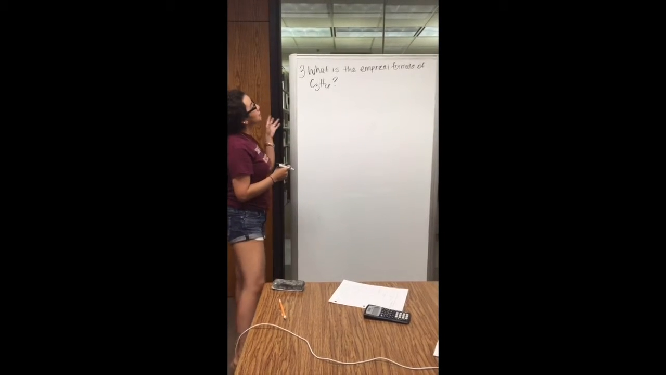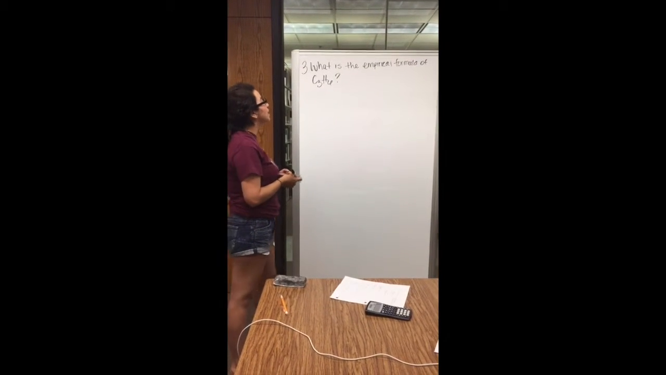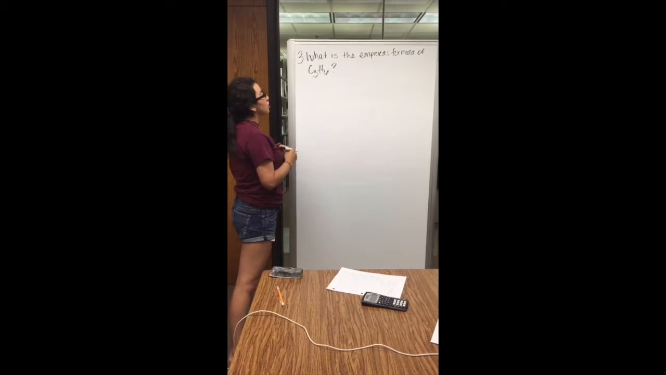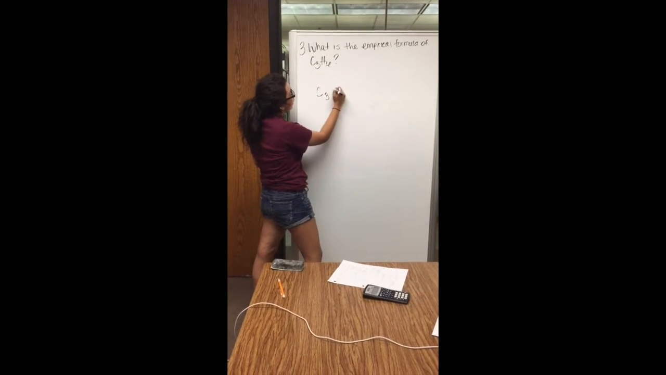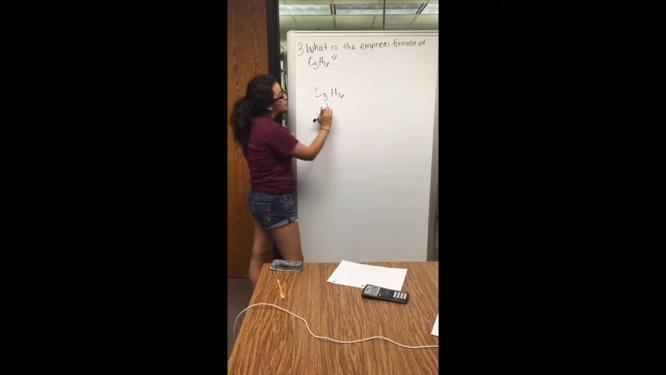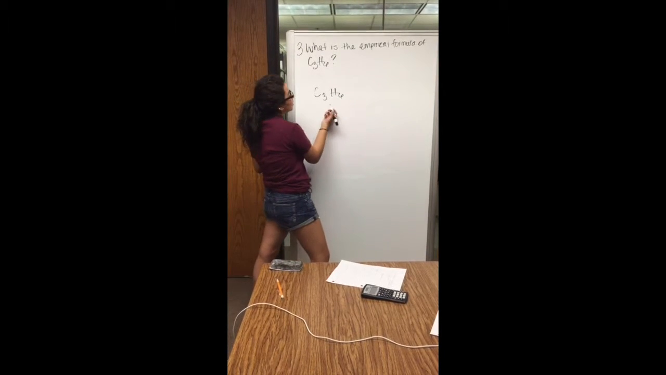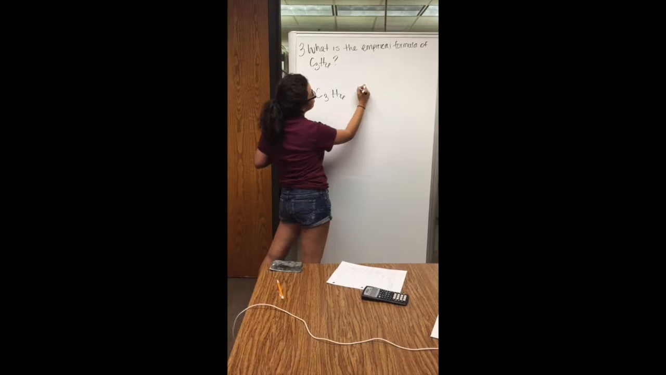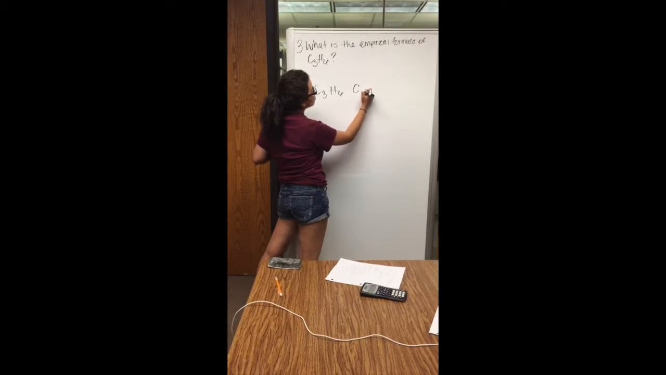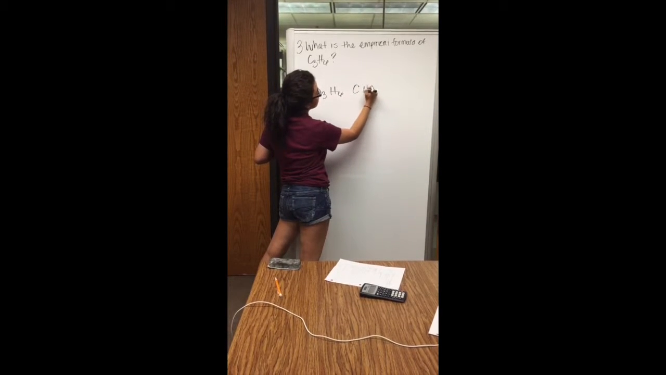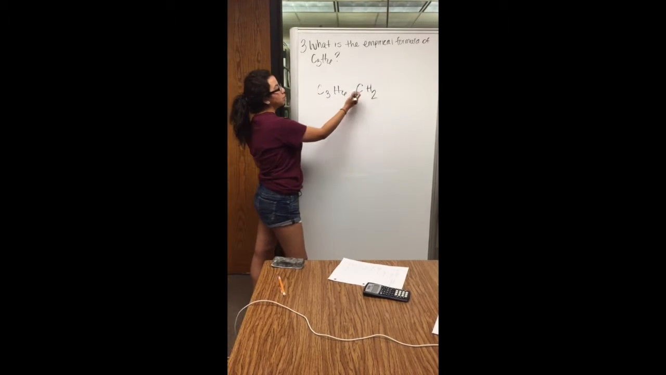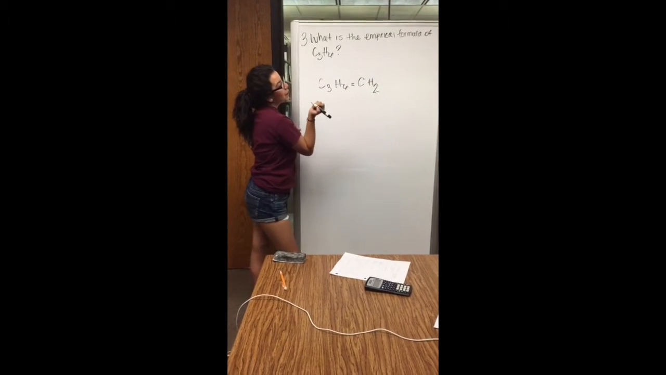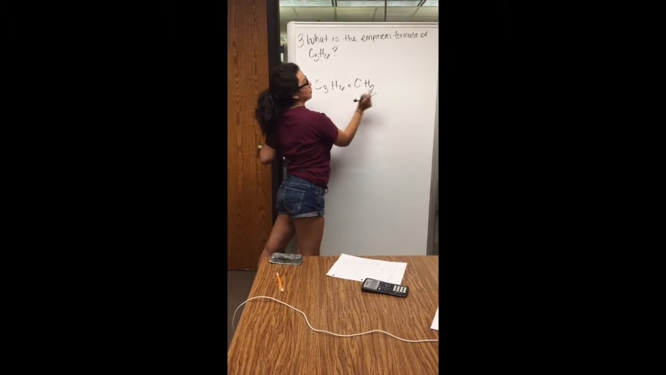Okay. Question number 3 asks, what is the empirical formula of C3H6? So all you would do is use that same molecular formula of C3H6 and just find the ratio of C to H, which is for every 1 carbon, there's 2 hydrogens. So you just reduce to the simplest form, which would give you the empirical formula of CH2.